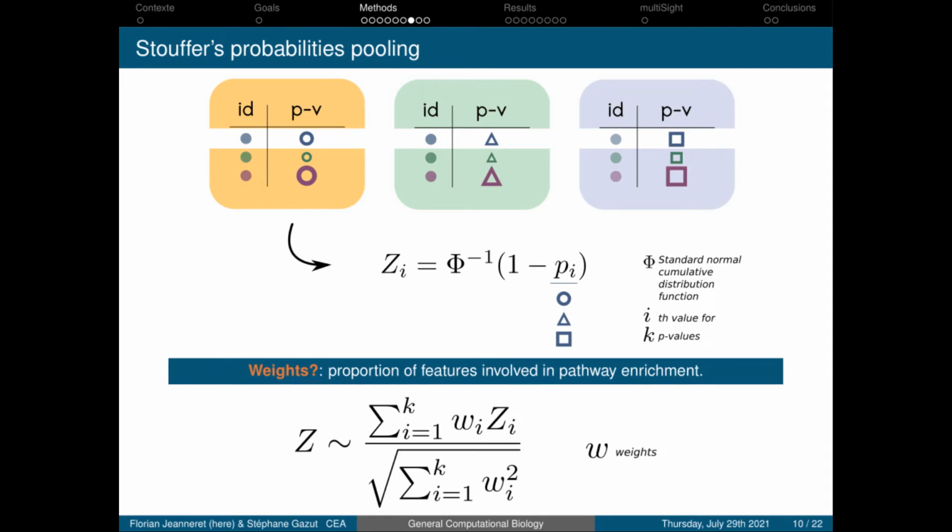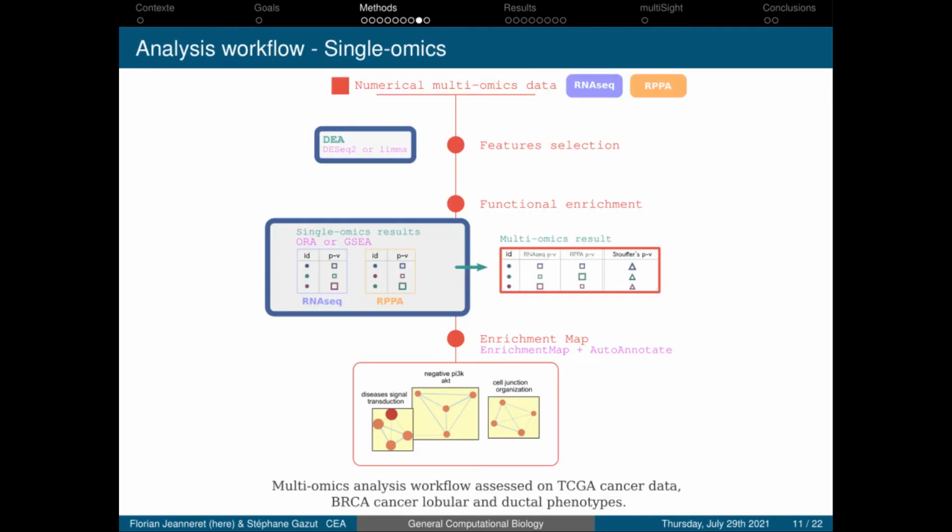Before merging, we can also add weights, such as the proportions of features involved in pathway enrichment, and with the sum of the weighted z-scores, we can get only one z-score from 3 z-scores, and so we can retrieve only one probability from 3 probabilities.